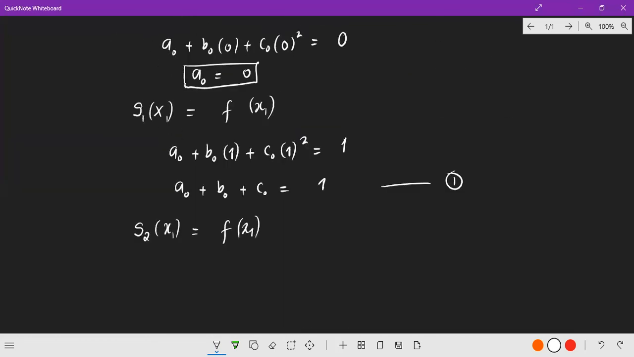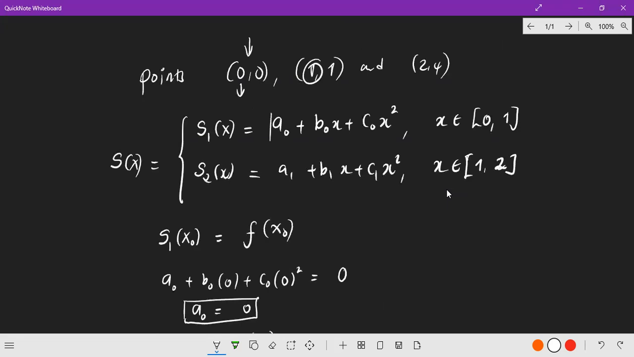So we're going to have a1 plus b1 times 1 plus c1 times 1 squared equal to f of x1 at that point, simply equal to 1. So we have a1 plus b1 plus c1 equal to 1. So this will equate to my equation number 2.